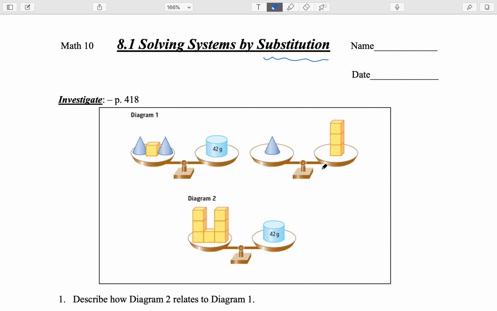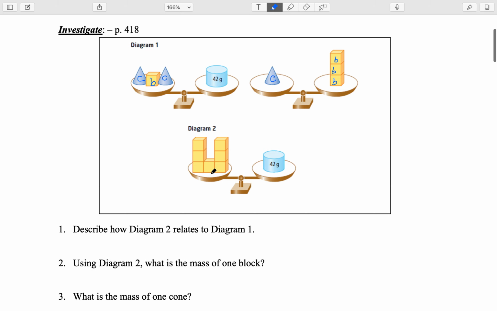Okay, so on page 418 in the text, if you've got it, they give you this quick little diagram showing a balance beam. So we've got two cones and a block, a cone and a block. The weight should be 42 grams. Over here, they've got one cone is equal to three blocks. Block, block, block. Then down here they've got another diagram with 1, 2, 3, 4, 5, 6, 7 blocks, and that's equal to 42. So these are balance beams.